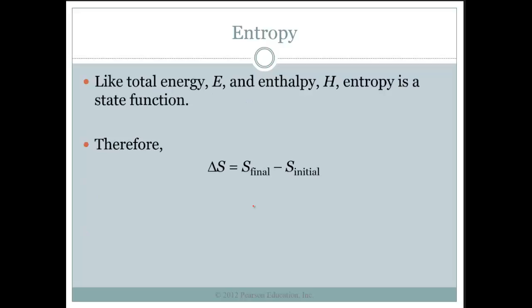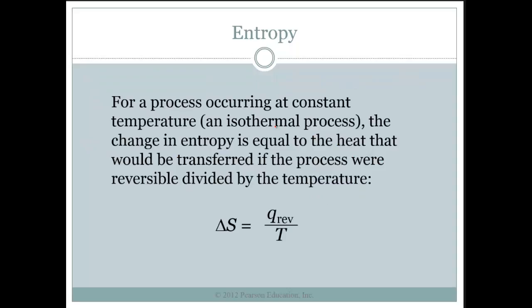Like the total energy and enthalpy, entropy is a state function, meaning that you can calculate it by doing the final entropy minus the initial entropy. For a process occurring at constant temperature, an isothermal process, the change in entropy is equal to the heat that would be transferred if the process were reversible divided by the temperature. This is the exact same equation that Clausius had given before.